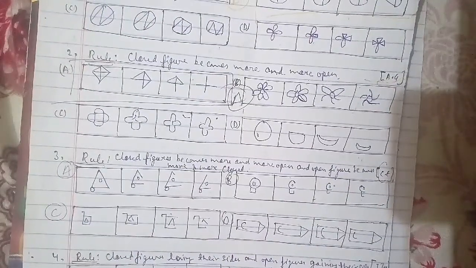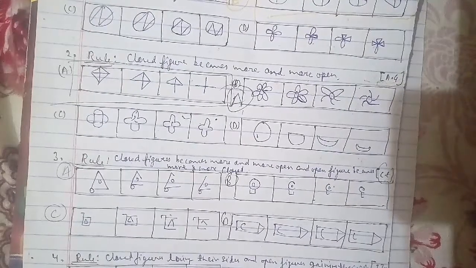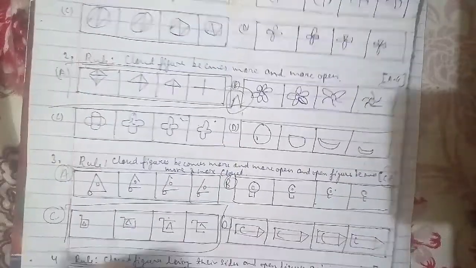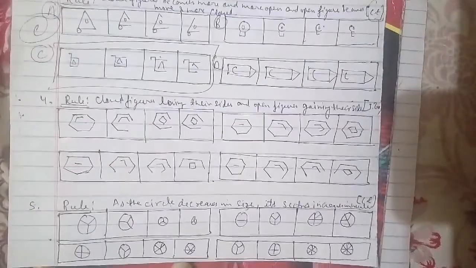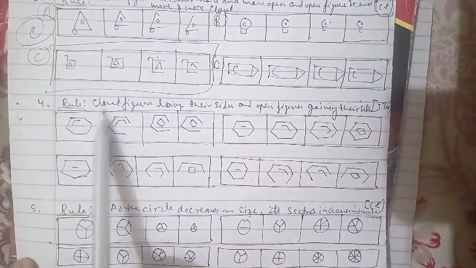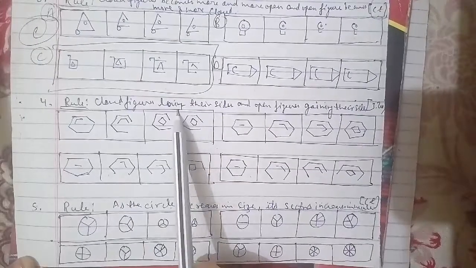Let's go ahead with another one that we have to talk about, which is the fourth question of the session. The rule given here is that closed figures are losing their sides and open figures are gaining their sides. This question was asked in the income tax examination paper, and that is also an important paper with respect to competition.